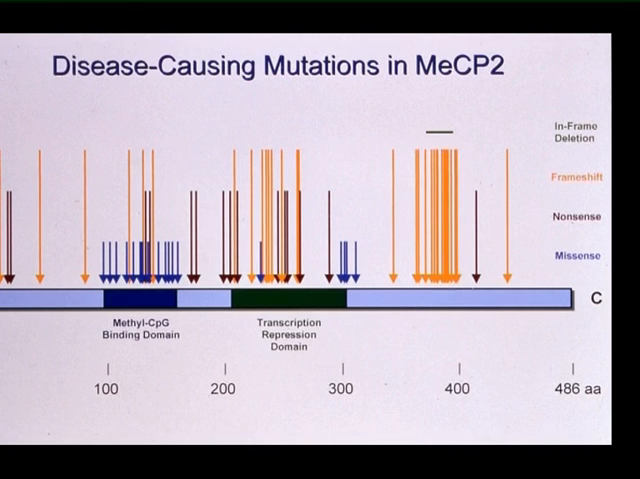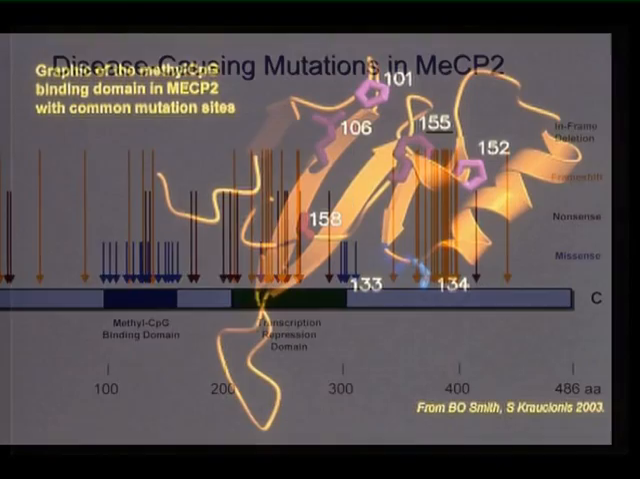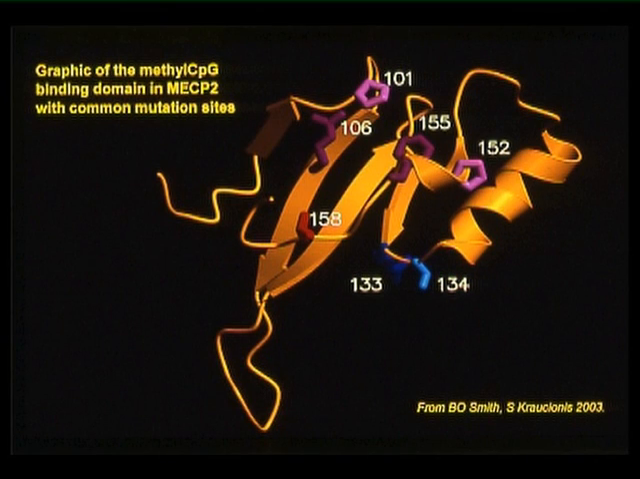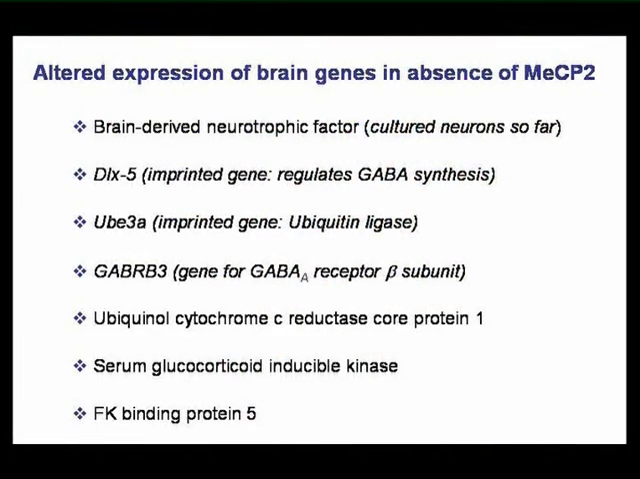In healthy cells, these domains regulate the activities of other genes by preventing their transcription into active proteins, effectively silencing their activities when they are not required, and thus orchestrating the activities of cells. A mutation interferes with this process. Here is a graphic image of the MBD domain showing common mutation sites. Here are some important genes whose activity is known to be affected by failure of MECP2 in Rett.